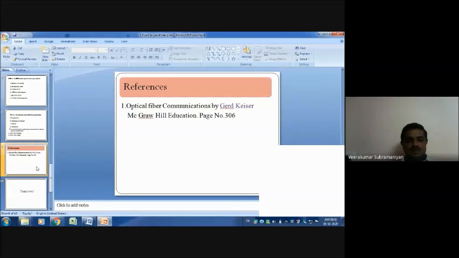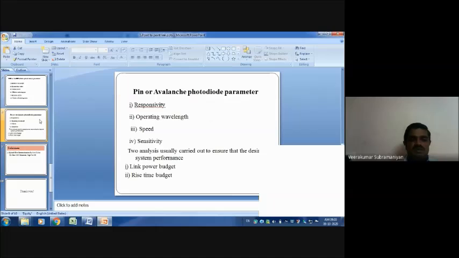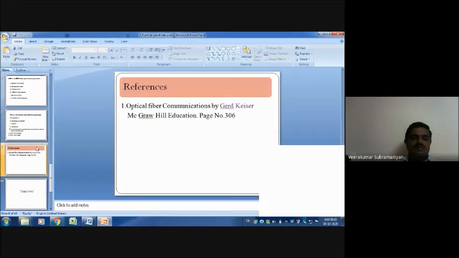Then especially, our fiber optical communication system produces some negligible amount of losses. Those losses are also analyzed using two major techniques: link power budget analysis, and another one is rise time budget analysis. Those two major techniques are to be considered.